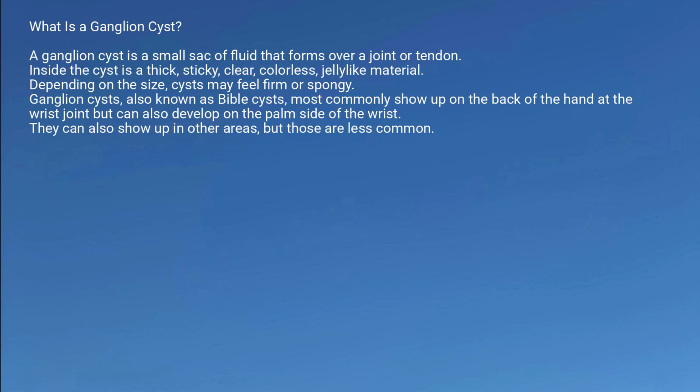Ganglion cysts, also known as Bible cysts, most commonly show up on the back of the hand at the wrist joint but can also develop on the palm side of the wrist. They can also show up in other areas, but those are less common.